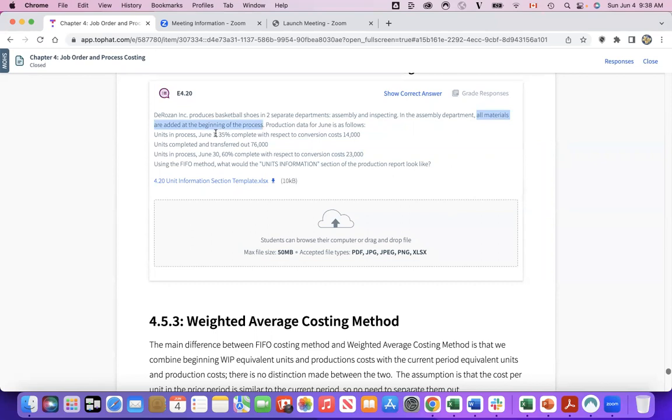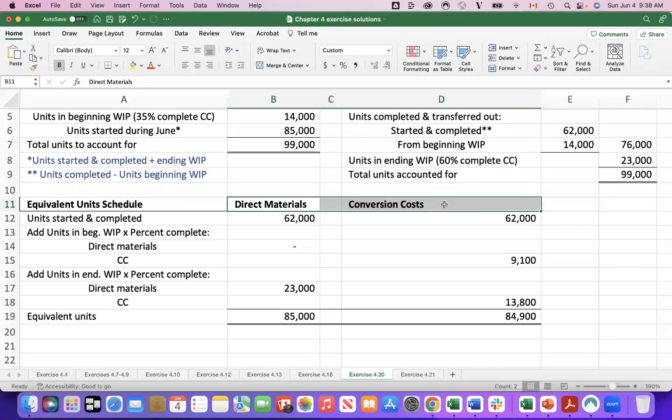Whereas conversion costs are a little different. That's why you see beginning work in process was 35% complete and ending work in process was 60% complete with respect to conversion costs. And remember, what are your conversion costs? That's your direct labor, and that's your manufacturing overhead.